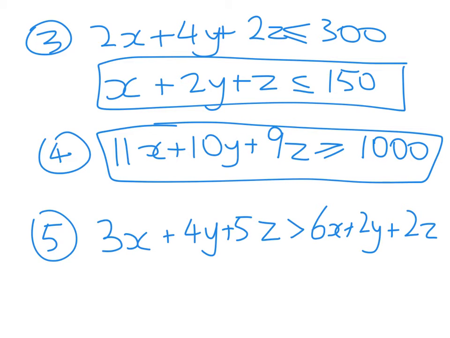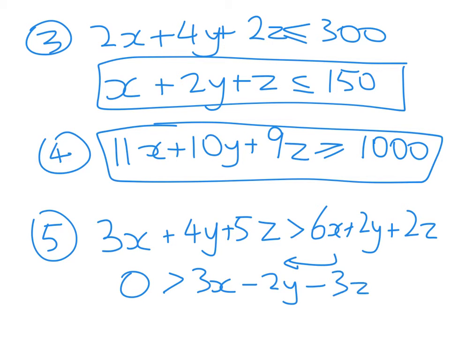So we're going to simplify that by just collecting up like terms. So be careful doing this. We're just going to subtract a whole lot of stuff. And we will get, let's take everything over to this side to start with. No, I'm not going to do it that way. So we'll go the other way. 0 is greater than 3x minus 2y minus 3z.